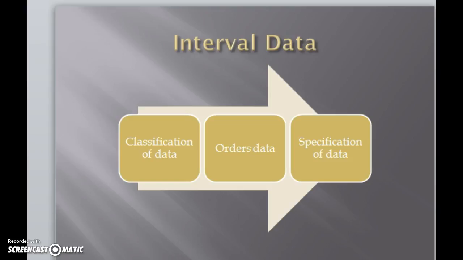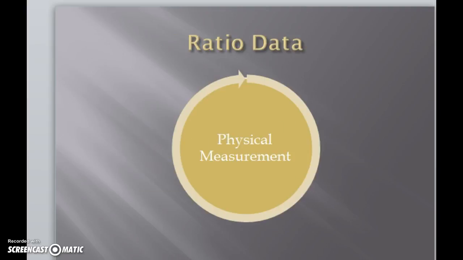And finally is ratio data, and this type of data is actually seen as the most informative, as it mostly uses physical measurements, and you can have 0 as a value, but you cannot have minus values in this data. So the advantage of this is, like I said before, it's the most informative, and it can tell you your exact results.